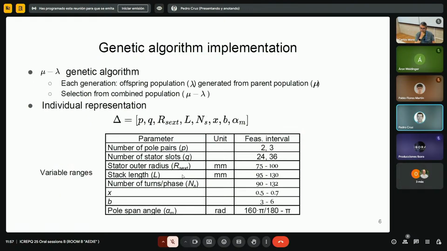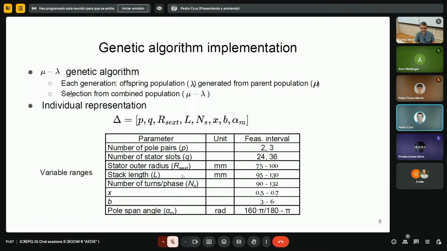The genetic algorithm we have used is the mu plus lambda genetic algorithm, used in 2 steps. In the first step, we create an offspring population lambda generated from parent population mu. And in the second step, we select from the combined population lambda plus mu. We obtain the next generation.